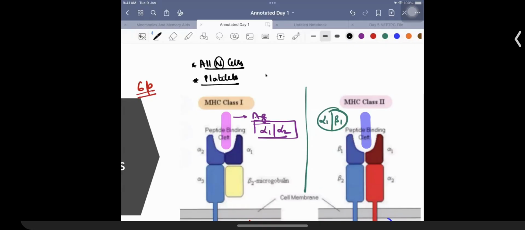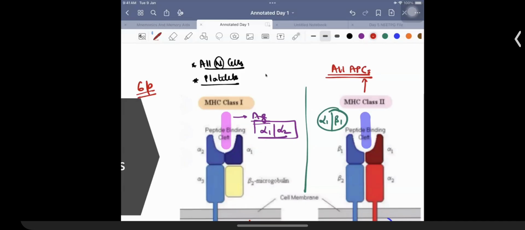So even though it is a screening exam question, hopefully you will remember the fact that MHC1 is not present on the surface of RBCs. It is present on all nucleated cells, and also on platelets. It is not present on RBCs. Whereas MHC2 is present on all antigen presenting cells.